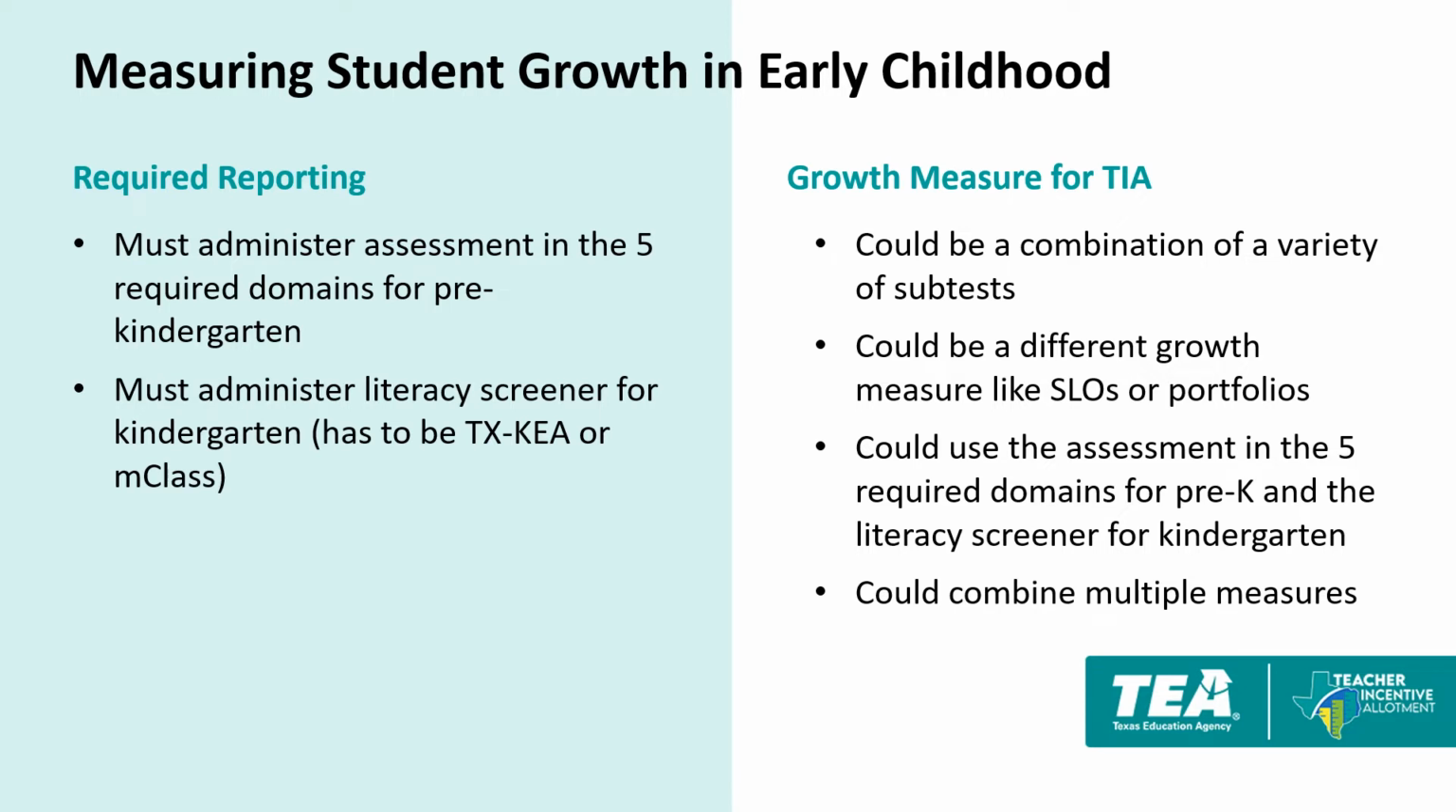It is also important to point out that there are early childhood reporting requirements. These measures could be used as part of a district's local designation system, or they could be completely separate. For example, there are early childhood reporting requirements for kindergarten that require a literacy screener that must be either the TXT-KEA or M-Class test. However, districts could choose to use an entirely different student growth measure to measure the effectiveness of their kindergarten teachers, such as SLOs or portfolios, and are not required to use the literacy screener for purposes of TIA. That is a local decision.